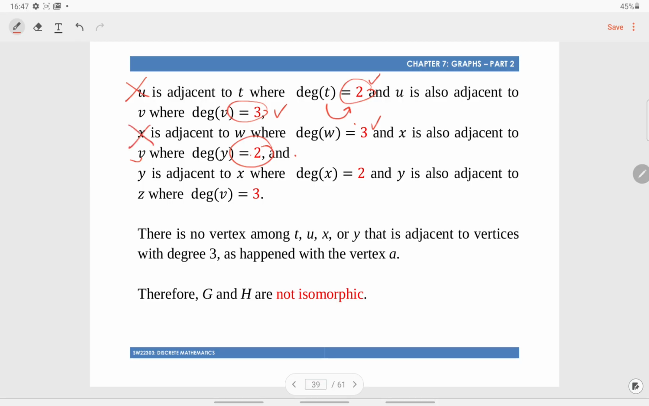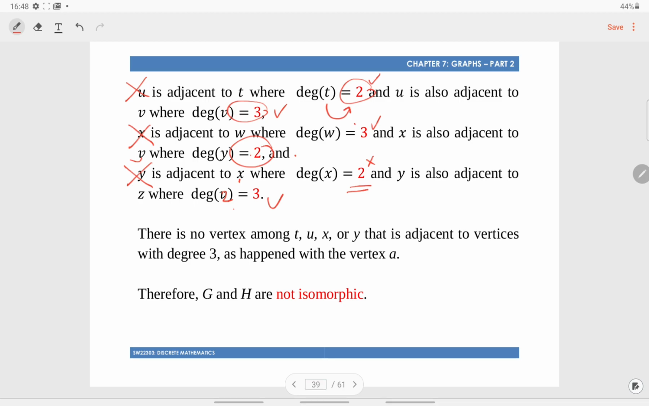So the final candidate to correspond with A is Y. So check in the graph H, Y is adjacent to X, where the degree of X is equal to 2, and Y is also adjacent to Z, where the degree of Z is equal to 3. This one okay, but this one not okay. Because in order to correspond with A, we want both degrees of the vertices to be equal to 3. So also we can cancel Y.